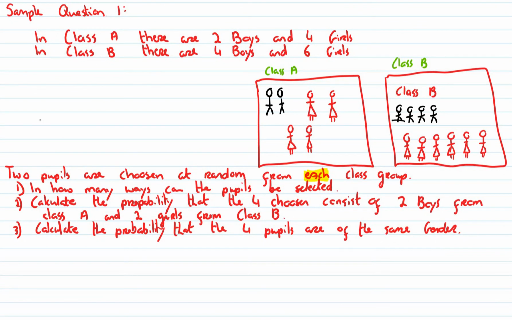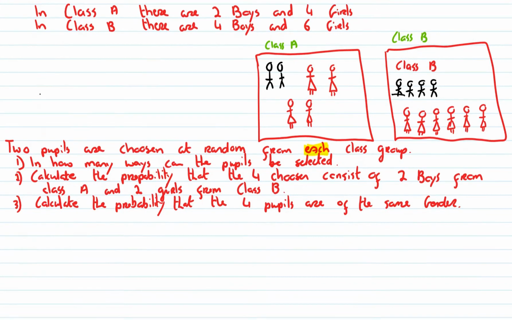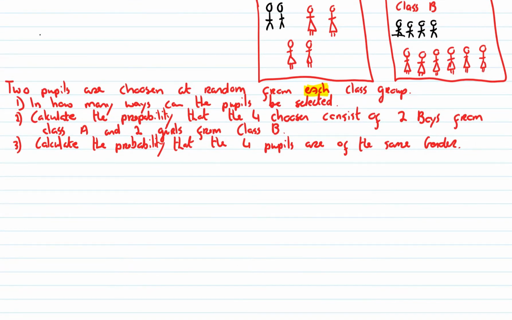Sample question 1. In class A there are 2 boys and 4 girls, and I've drawn that. The 2 boys are in black, the 4 girls are in red. In class B there are 4 boys and 6 girls, and again I've drawn it. 2 pupils are chosen at random from each class group, so that means I choose 2 people from class A and 2 people from class B. So altogether I'm choosing 4 people. In how many ways can the pupils be selected?